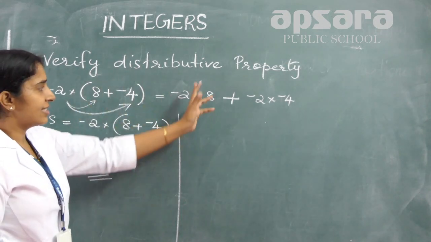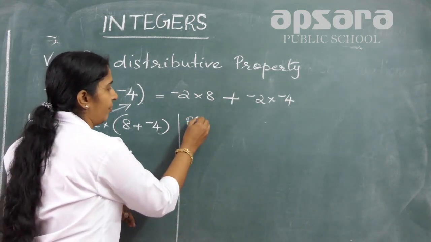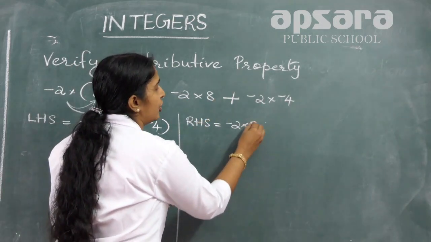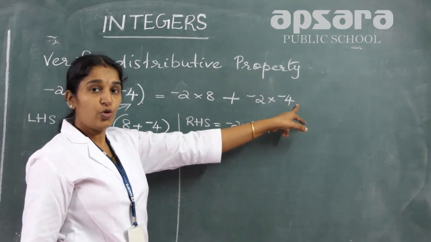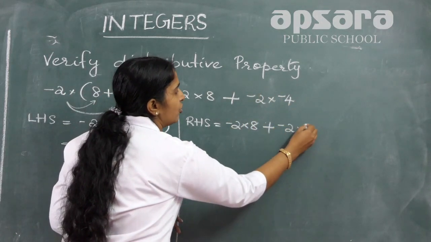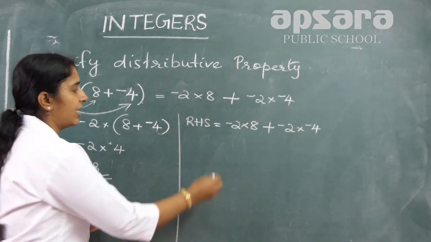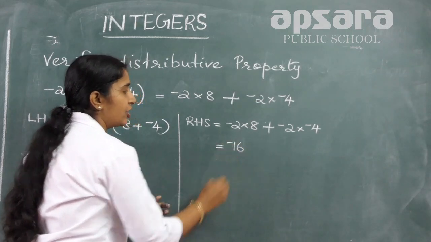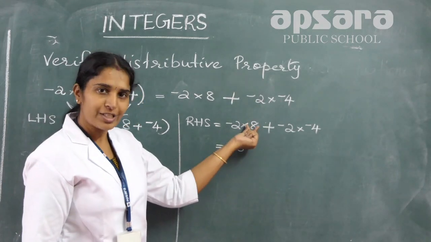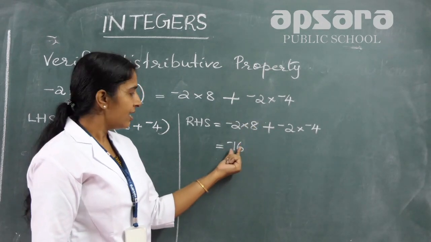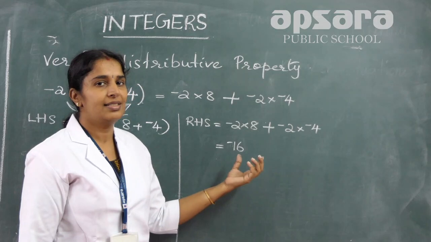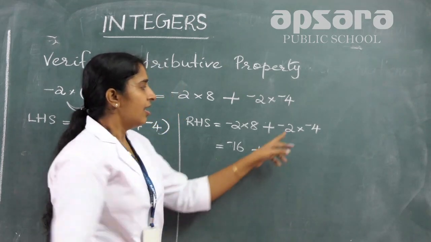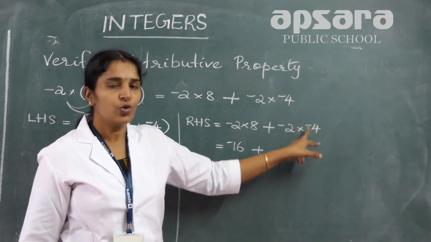Right? Now let us check the RHS. RHS is equal to minus 2 into 8 plus minus 2 into minus 4. Okay, equal to, what is minus 2 into 8? It is minus 16. When you multiply a negative integer and a positive integer, just multiply and give negative sign. We have studied this in the last class, multiplication of integers. Okay, minus 16 plus minus 2 into minus 4.